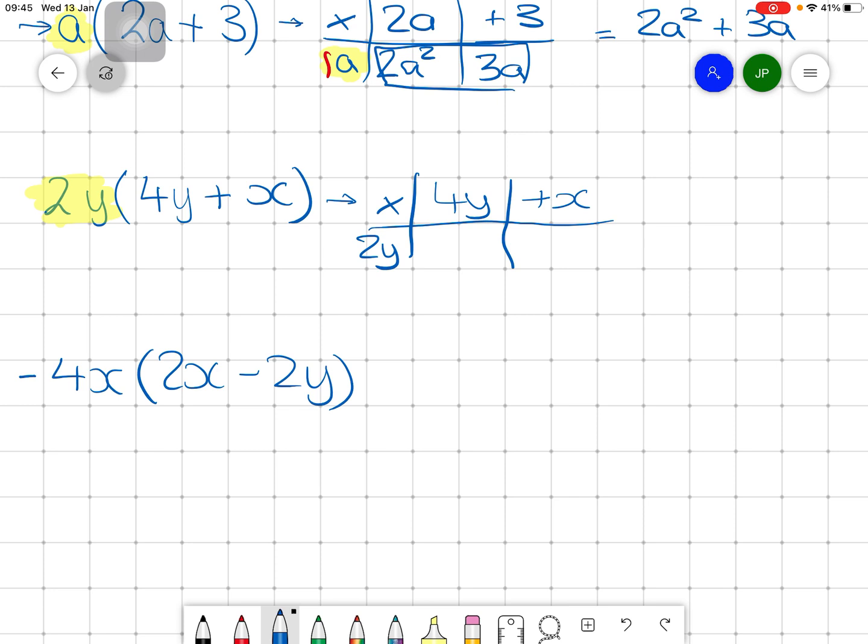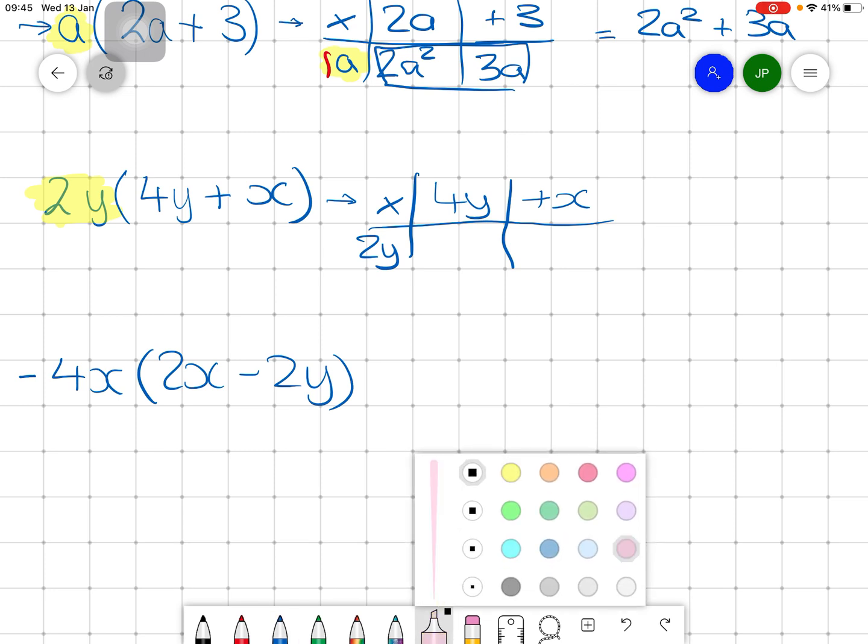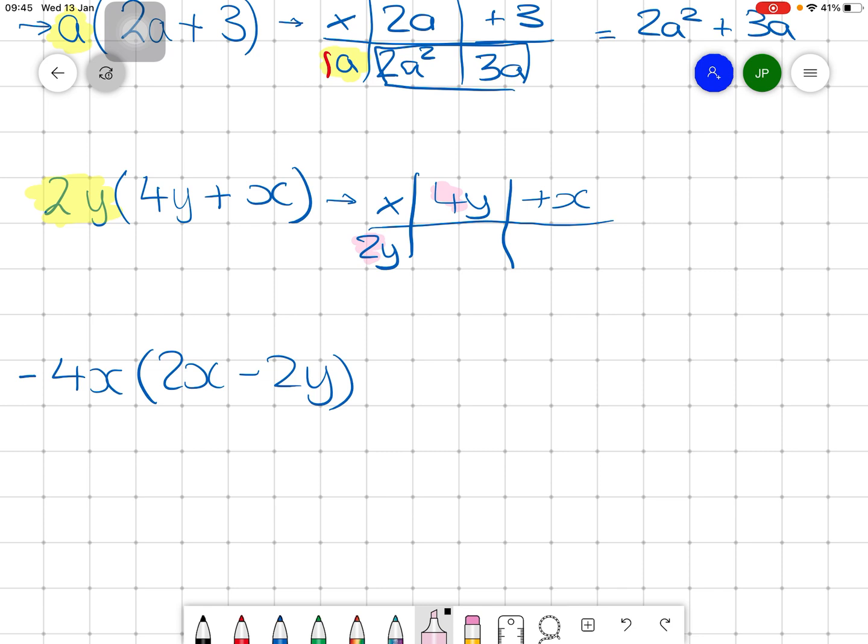2y times y. I'm going to do my 4 times my 2 first. That gives me my 8. I'll then do y times y, and y times y gives me my y squared. Okay. Then I move to my next bit. I'm going to do 2y times positive x. Again, same as before, if you've just got a letter on its own, you can always put that 1 in front of it just to make it a bit easier. I'll do my 2 times my 1 to give me my 2. And x times y, we write as xy.